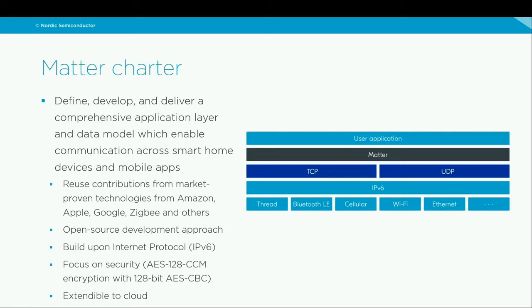And finally, Matter is extendable to cloud, but cloud connectivity is optional. The basic assumption is local connectivity still works, even if internet is down in a house.